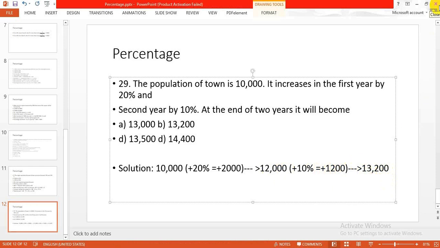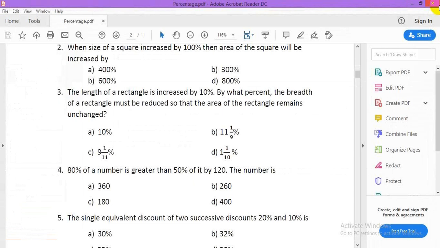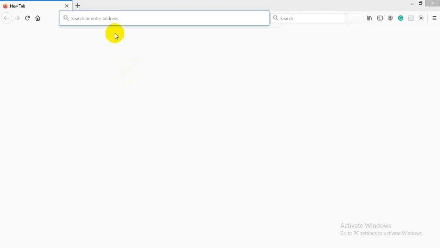Okay. So this is more or less about percentage. This is the theoretical part of our percentage chapter.